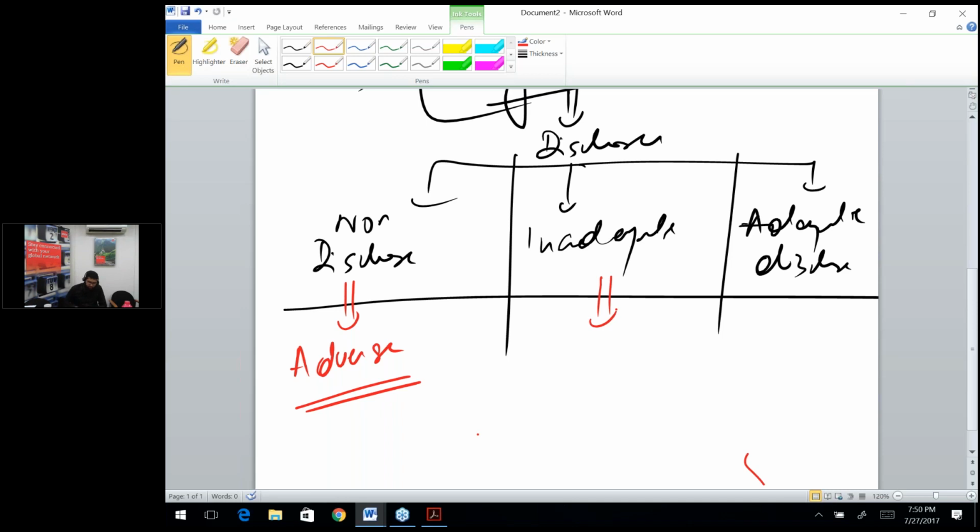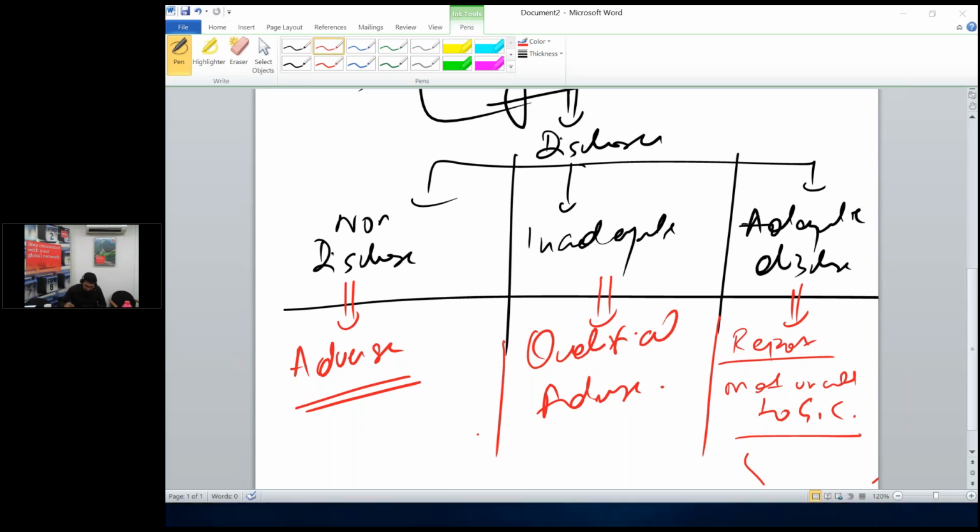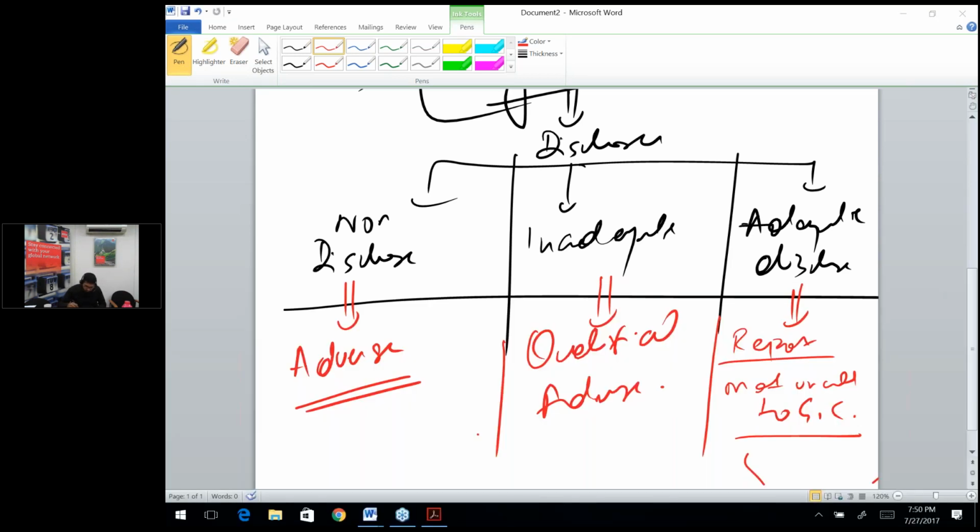If there is an inadequate disclosure, then the auditor will exercise his judgment. It could be a qualified or it could be an adverse opinion. But if there is an adequate disclosure, if the management has correctly disclosed, then there is an amendment in ISA 570, which states that the audit report should contain a section on material uncertainty related to the entity's ability to continue as a going concern.